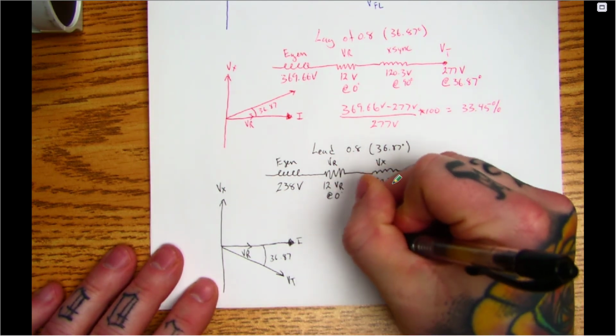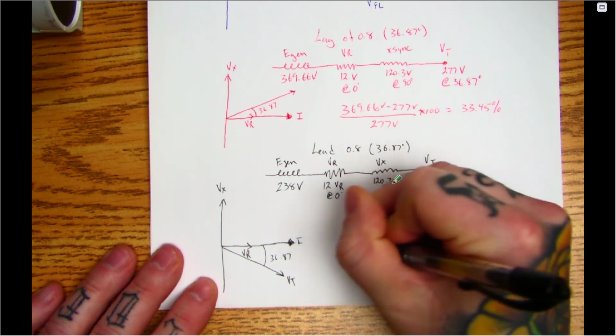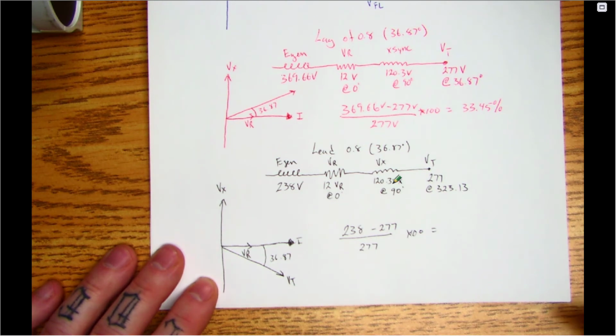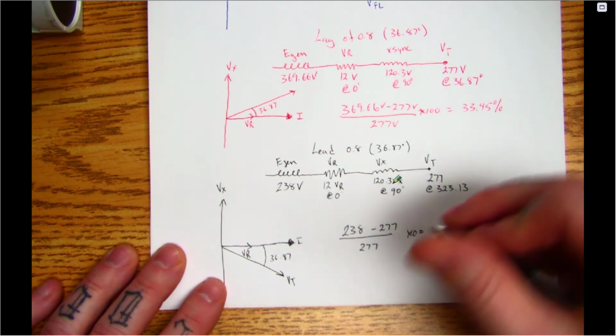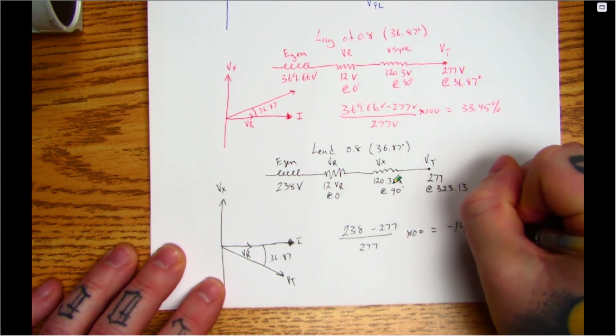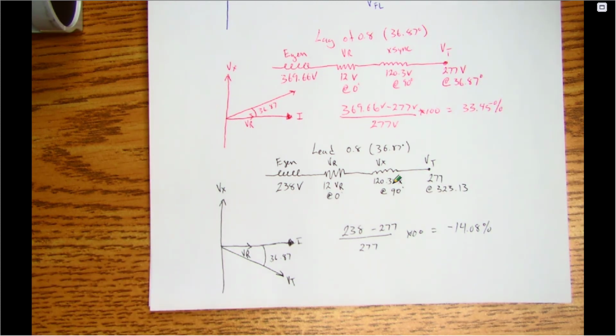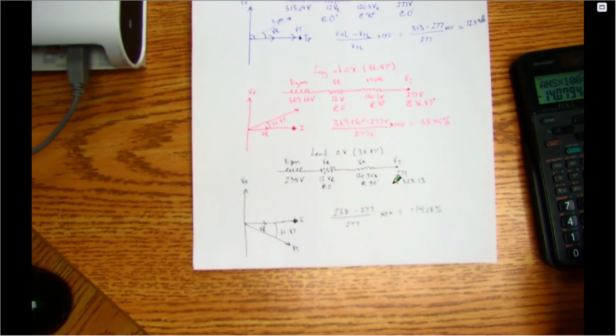So if we take 238 minus 277, divided by 277, times 100, we're going to see the effect. I get negative 14.08%. Okay, so can our percent voltage regulation be negative? Why, yes, it can. This is what our lab is going to be on tomorrow.